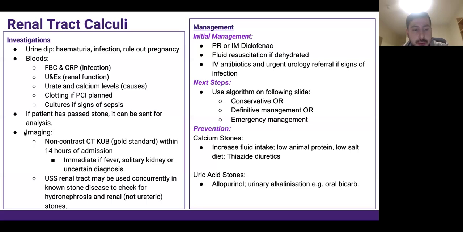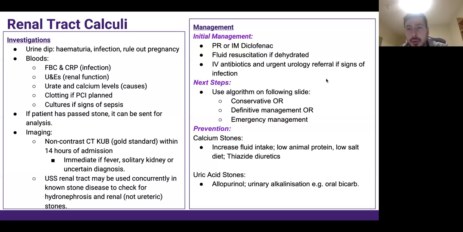Imaging in renal stones is important, and this is a non-contrast CT-KUB, and it has to be given within 14 hours of admission. But of course, if a patient is showing signs of a fever, if they have a compromised kidney, saying that they only have one kidney, or you're not sure about what's happening, you might want to expedite this.